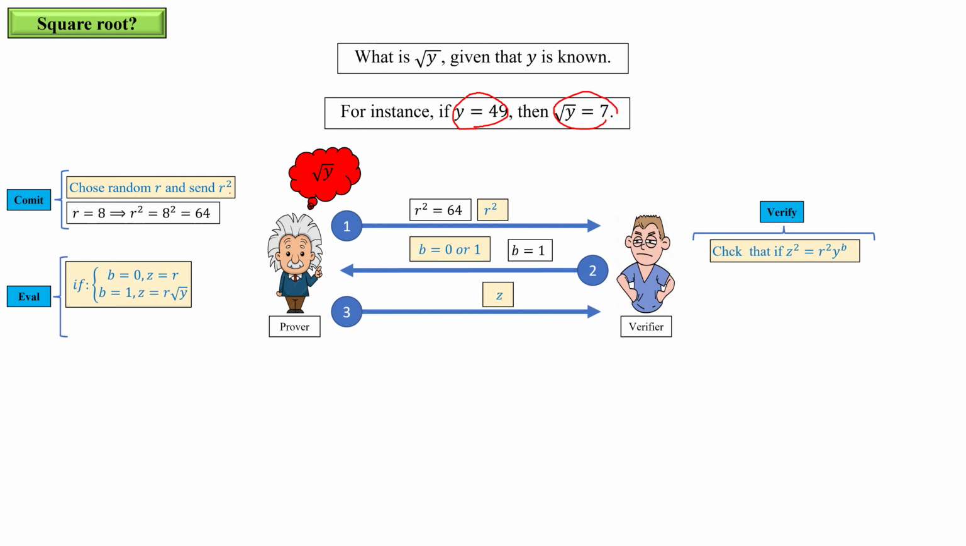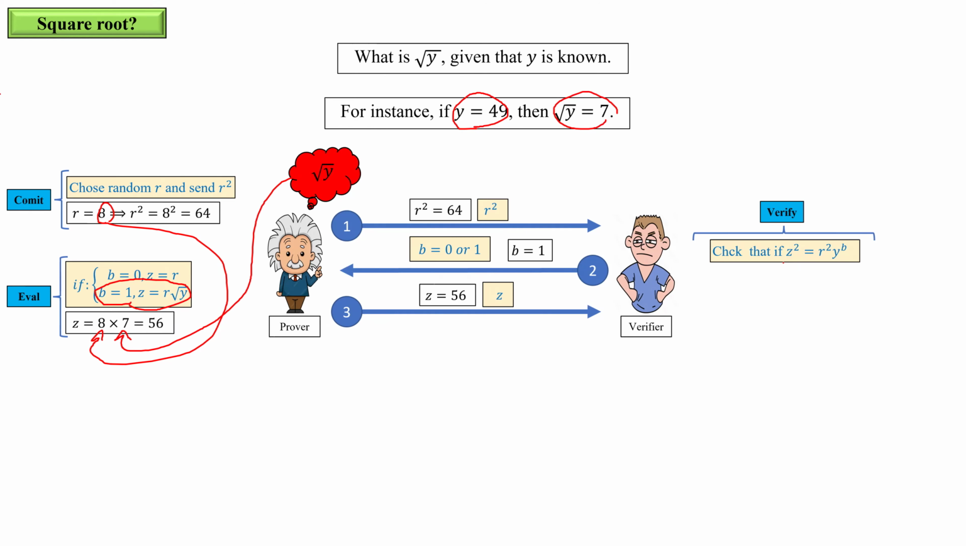For instance, we assume that the verifier picks b equals 1. And now, since b equals 1, the prover should compute z by this formula. So the prover will compute z equals r multiplied by the square root of y. The value of r is already known by the prover, and the value of the square root of y is also known by the prover. Therefore the prover can compute r times the square root of y, which is 56, and then send 56 to the verifier.